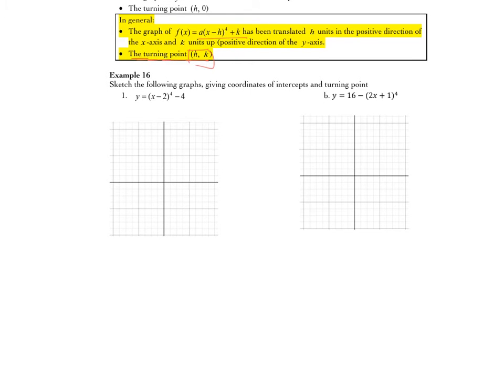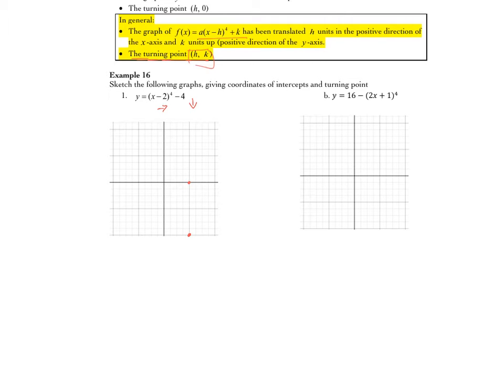If I want to sketch the following, my graph has been shifted 2 units right and 4 units down. So let's make it 2 units right, 4 units down fits there. So there's my turning point. It's a positive quartic, so it's going to be like an upright parabola.